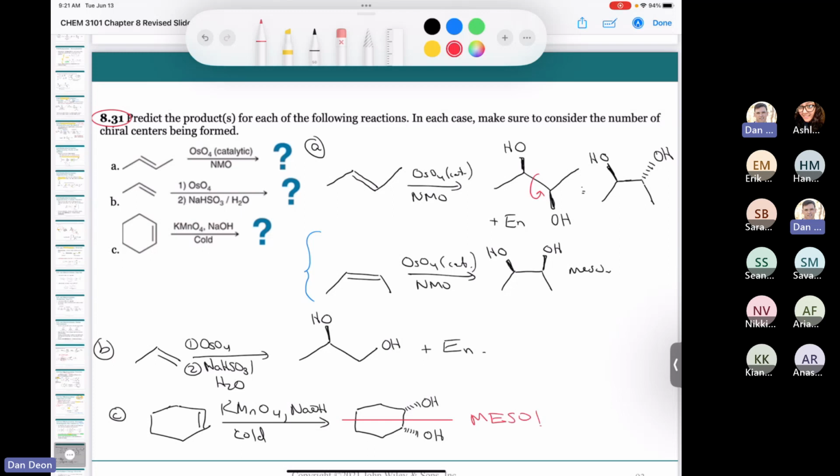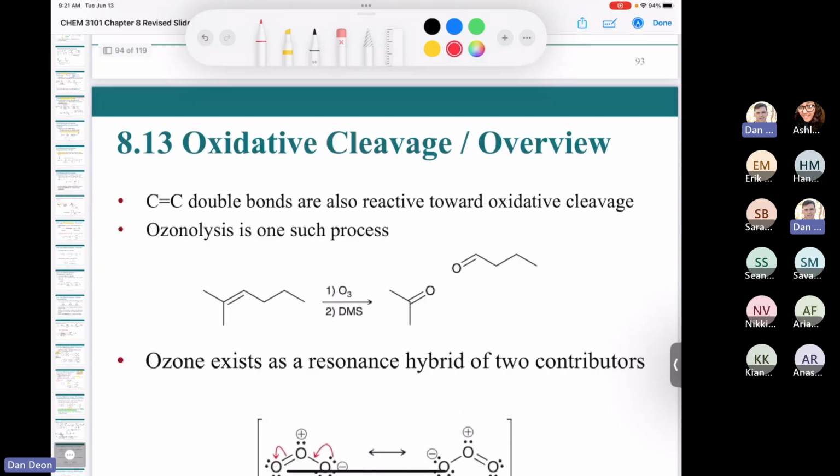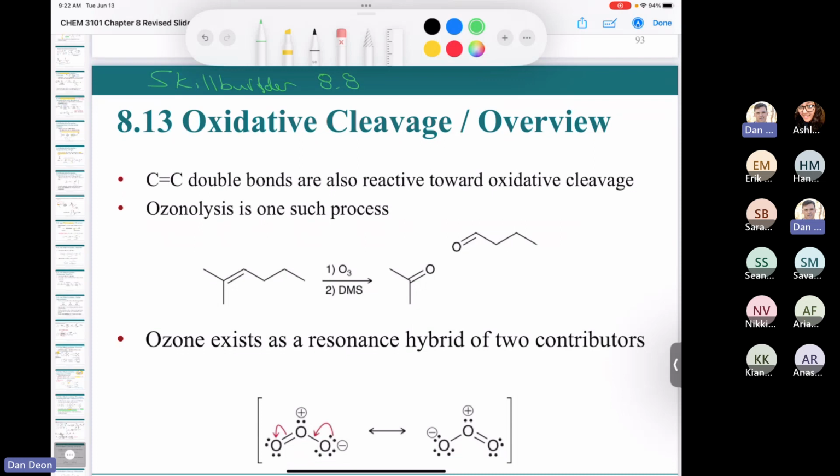So let's get into the very last reaction in chapter 8, which is oxidative cleavage. And I think it is skill builder 8.8. It's very rare that I mention a skill builder, but this is one of my students' favorite skill builders in all of organic chemistry. And I'll show you how to do it. It says you can cleave a carbon-carbon double bond with ozone followed by DMS.